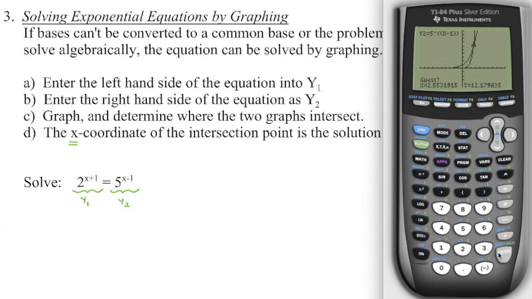So we're going to press enter again, and then it says, do you want me to guess where those two intersect? And we're going to press enter one more time to say yes. And so that is our point of intersection. It is the x coordinate that we want. So it's that 2.512 value.